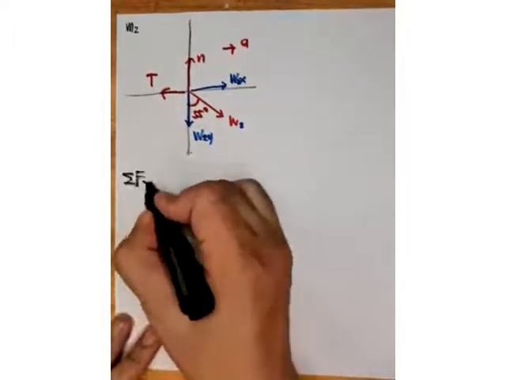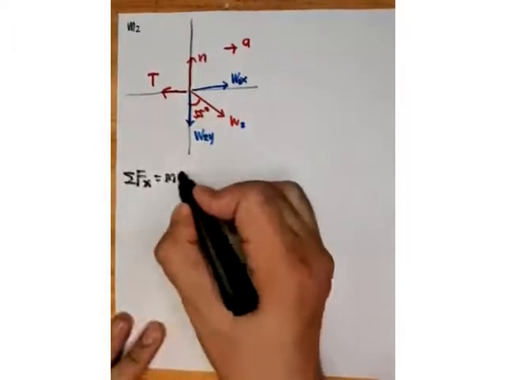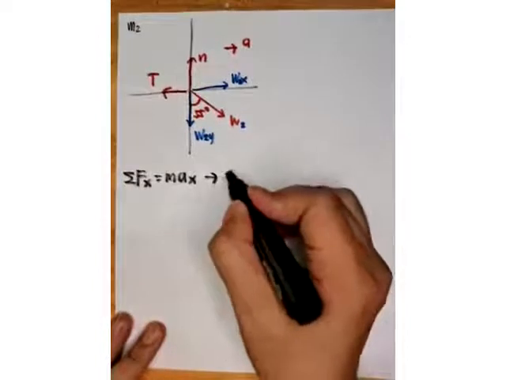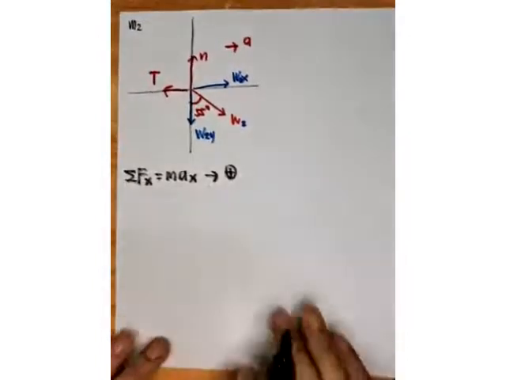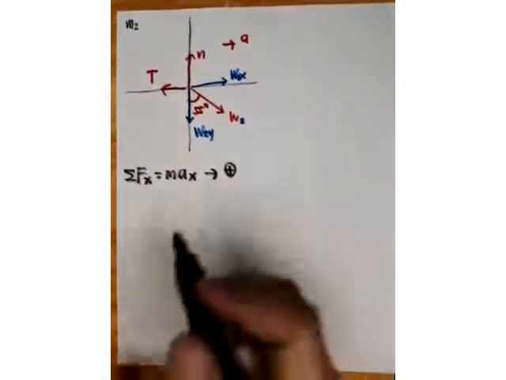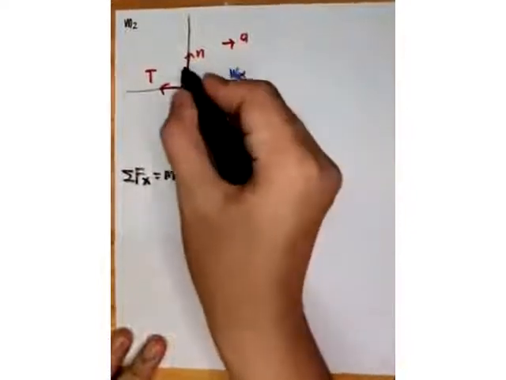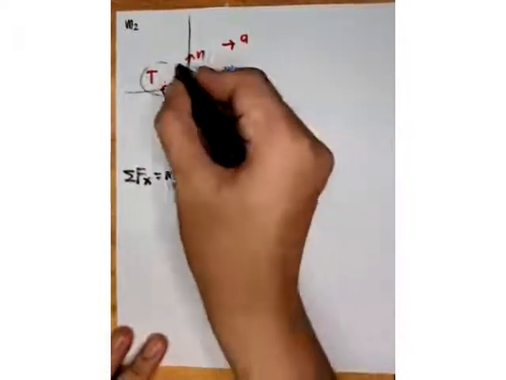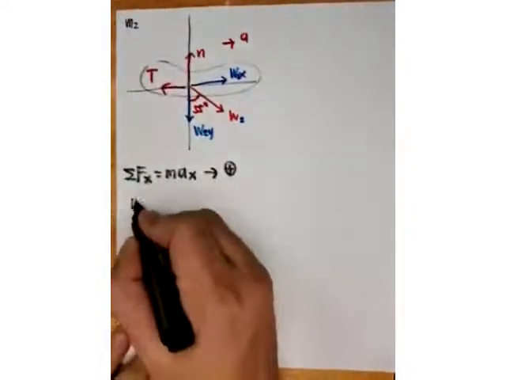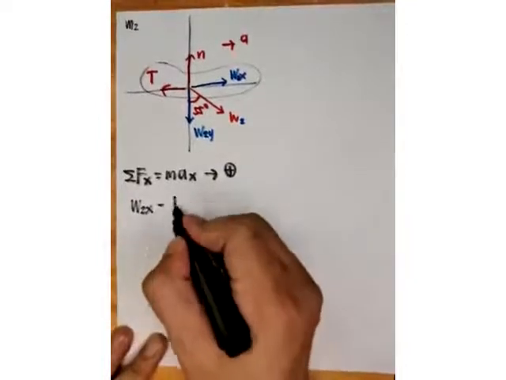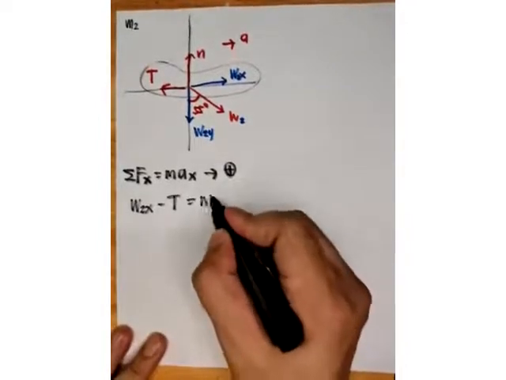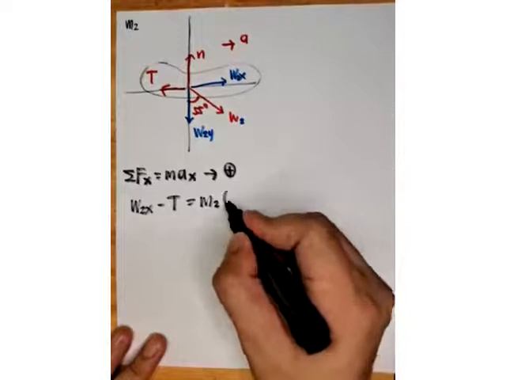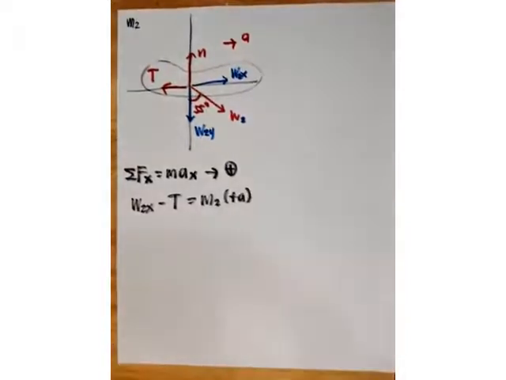So, hindi natin siya kailangan, didiretso na tayo sa x. So, summation of forces along x is equal to MAX. Ang pakanan ay positive. Okay? So, lahat ng pakanan na. So, nandito lang tayo mag-focus. Dito. Ayan. So, meron lang tayong W2x minus T is equal to M2 times positive A. Okay?